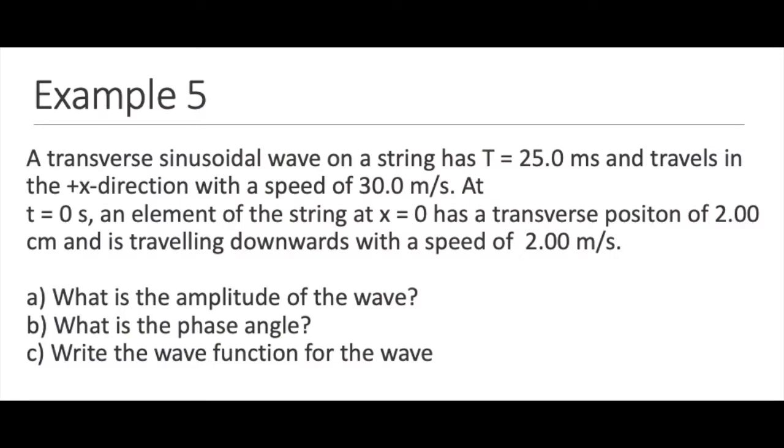Okay, example 5. A transverse sinusoidal wave on a string has a period T equals 25 milliseconds and travels in the positive x direction with a speed of 30 meters per second. At t equals 0, an element of the string at x equals 0 has a transverse position of 2 centimeters and is traveling downwards with a speed of 2 meters per second. A, what is the amplitude of the wave and phase angle? B, what is the maximum transverse velocity? C, write the wave function for the wave.